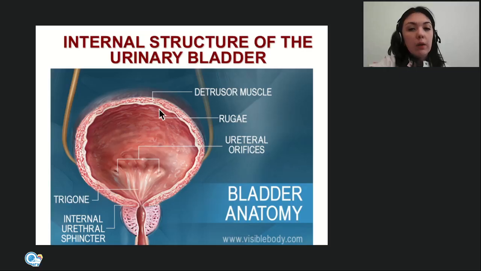Internally, we can see that in the lumen of the urinary bladder, there are three openings. One of them is the opening of the urethra. So it's where urine goes after the urinary bladder is full, yes. And two more, these are the openings of the ureters. Here we can see them.